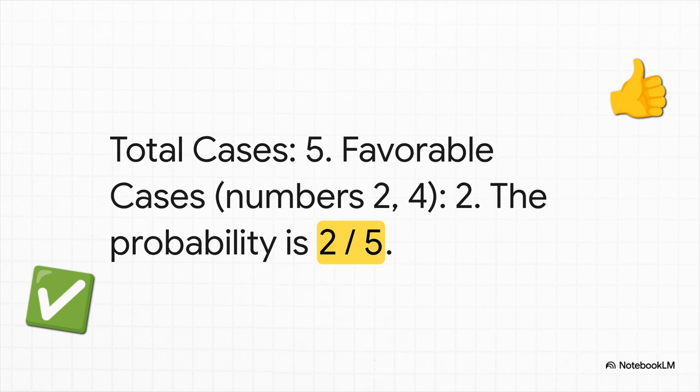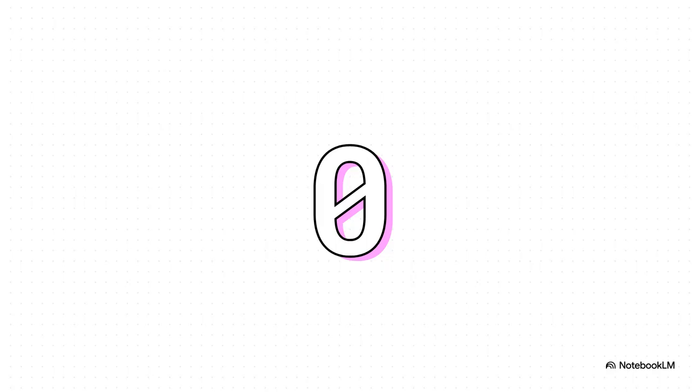Now, what do we want to happen? We want an even number. Looking at our cards, 1, 2, 3, 4, 5, the only even ones are 2 and 4. So that's 2 favorable cases. The probability then is just 2 out of 5. Now, probability always lives on a scale from 0 to 1.